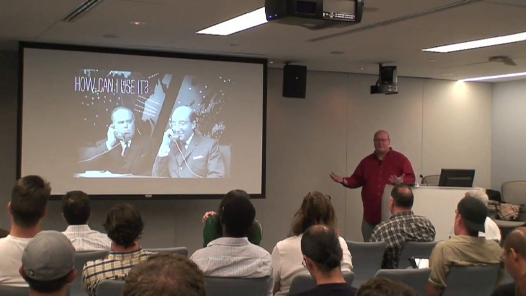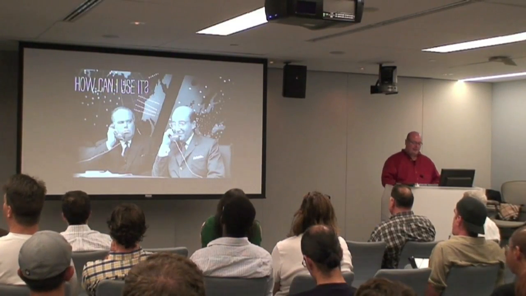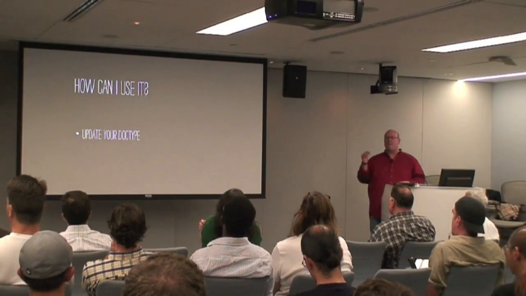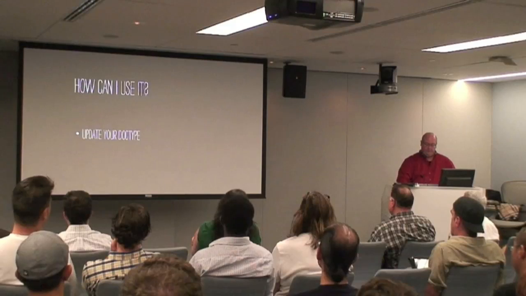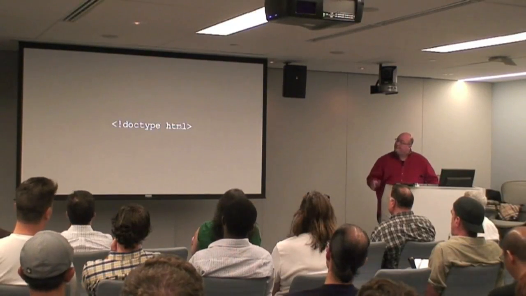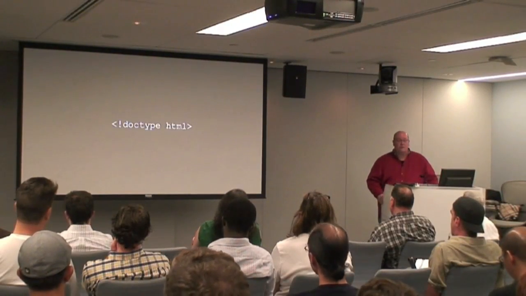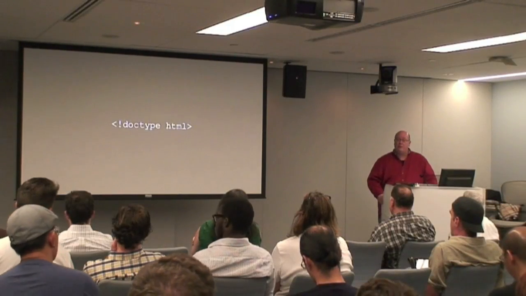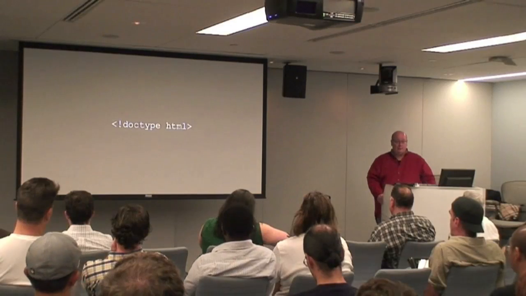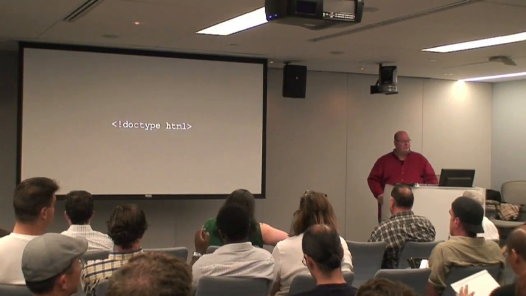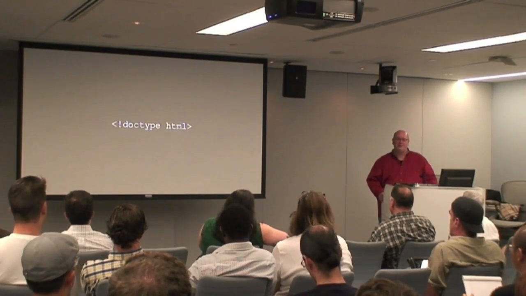And the real question you're probably all wondering, how do we start using this thing? That's what we're going to take a look at next. Here's a step-by-step process. First, update your doc type. Remember this? This is going to go on the top of every page of your website or web app. And when that's in place, congratulations, you're using HTML5.